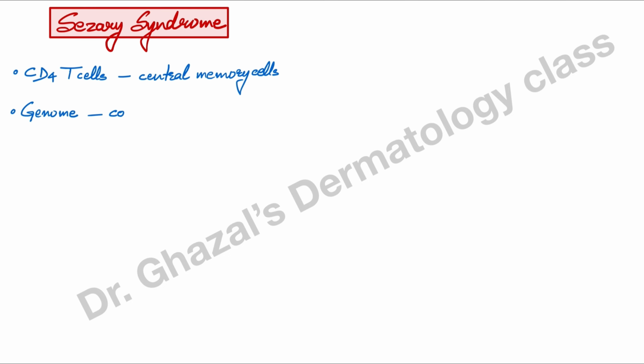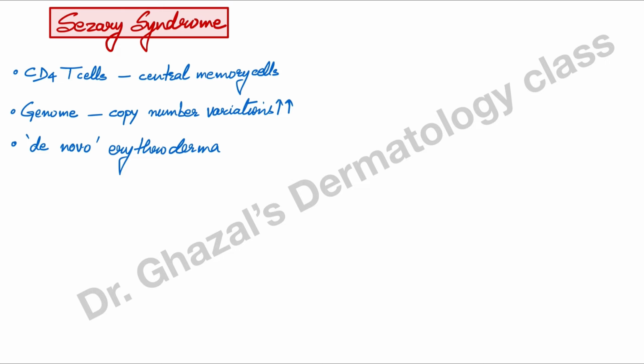Sezary syndrome has a very high burden of copy number variation. It's a chaotic genome from the start, while in MF, it starts with fewer mutations and slowly accumulates them over decades. Sezary syndrome de novo starts with erythroderma, while MF progresses from patch to plaque to tumorous stage and then into erythroderma. If the malignant cells are seen in the peripheral blood in MF, it may be called leukemic MF rather than Sezary syndrome, because the cell of origin in both is different.